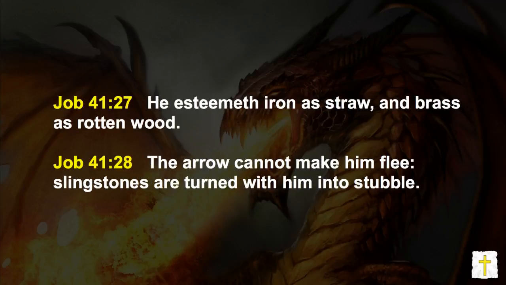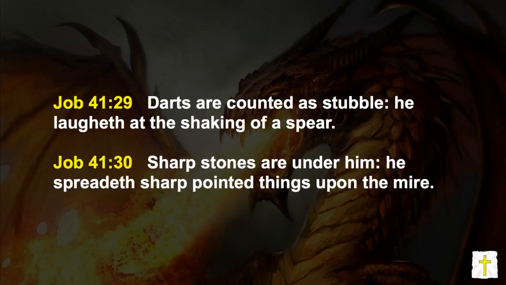Excuse me, I missed one. The arrow cannot make him flee. Sling stones are turned into stubble. Sling stones is like you throw big boulders at him. It's like pieces of sand hitting him. Darts are counted as stubble. He laugheth at the shaking of a spear. Sharp stones are under him. He spreadeth sharp pointed things upon the mire.